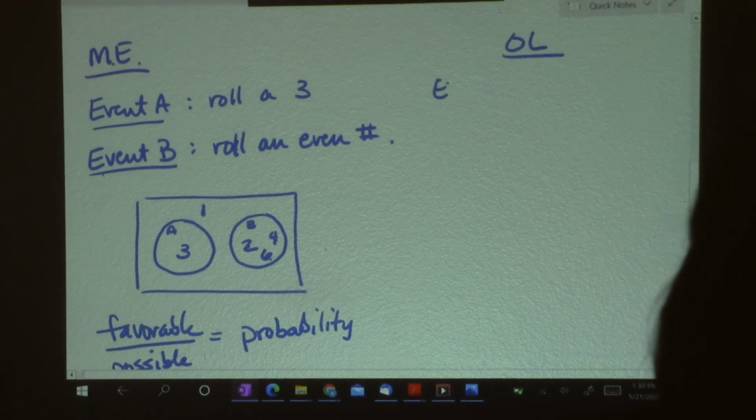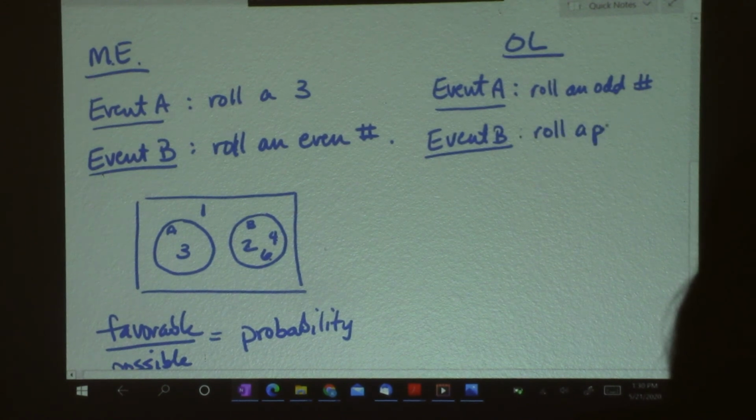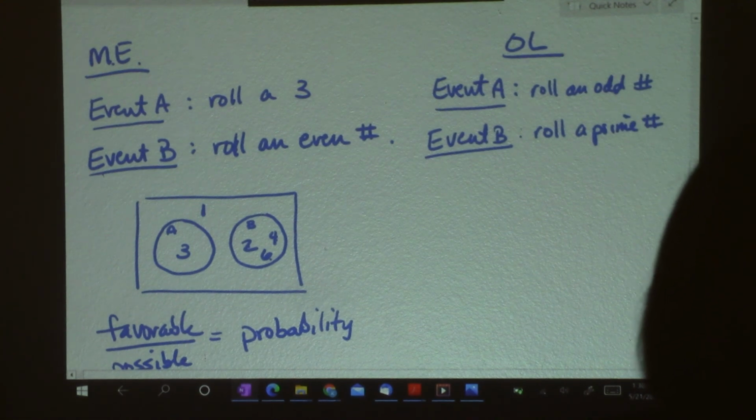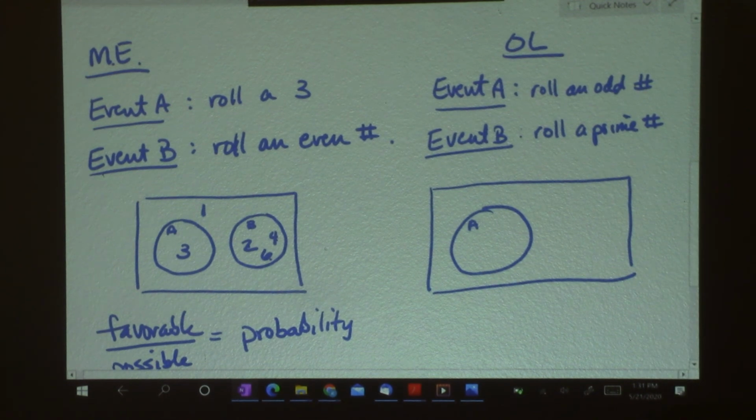So the first event is going to be roll an odd number. All right, and event B is going to be to roll a prime number. Okay? So let's see how this plays out. All right? So if I have my event A here, an odd number would be 1, 3, and 5, right? 2, 4, and 6 are not odd.